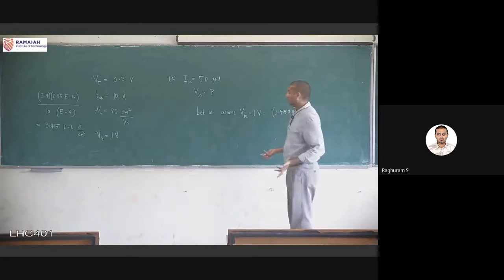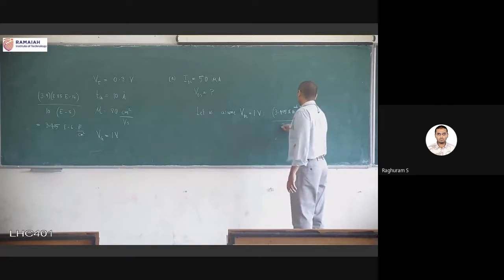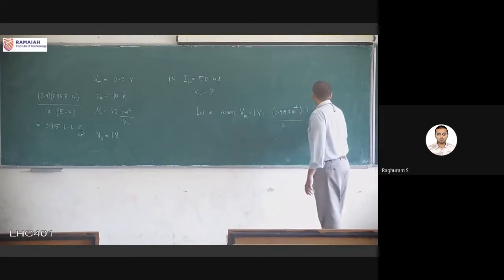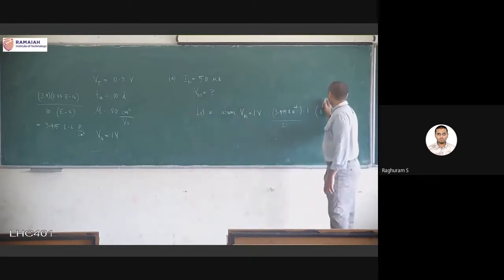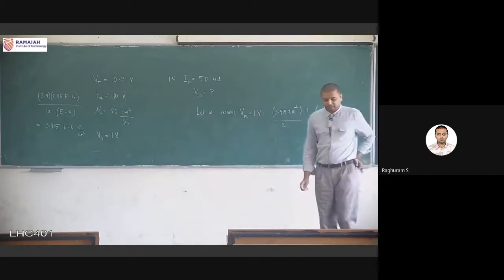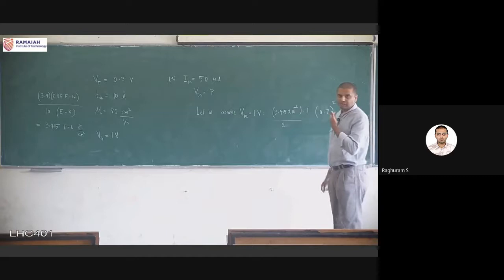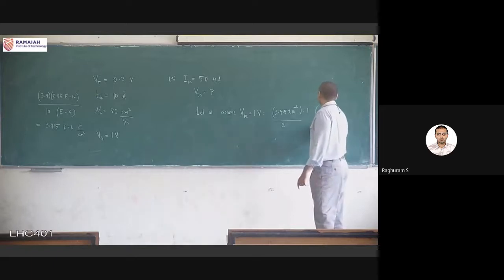into W by L, which is not given. I don't know what the W by L is, so let us just assume it is 1. The whole thing divided by 2 into, what is this, 0.7 the whole squared. It is the saturation current equation, VGS minus VT the whole square. So if you evaluate this, what are we getting?